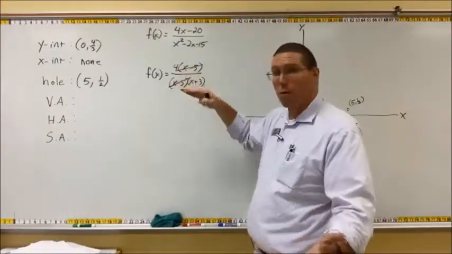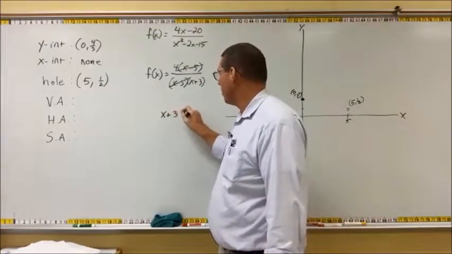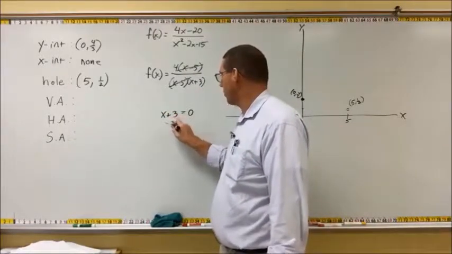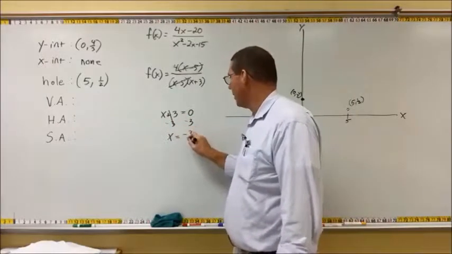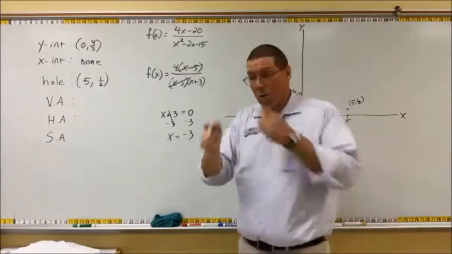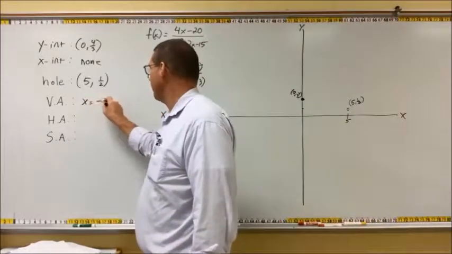And after crossing out the hole, we have x plus 3 in the denominator. If we set that equal to 0, we subtract 3 from both sides, and we get x is equal to negative 3. And so we have a vertical asymptote at x equals negative 3.